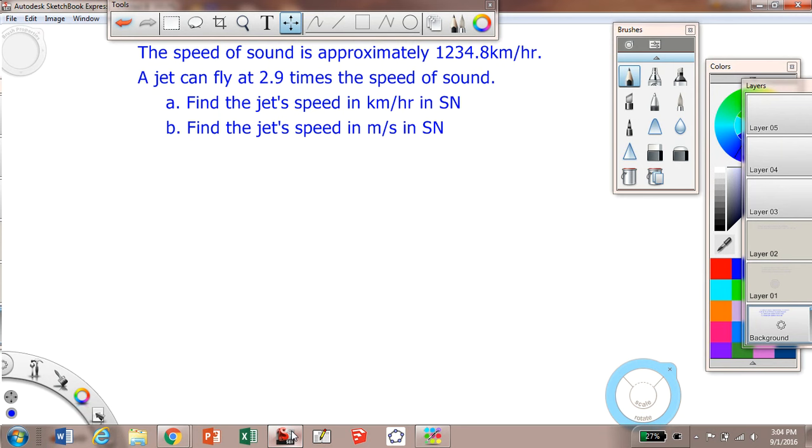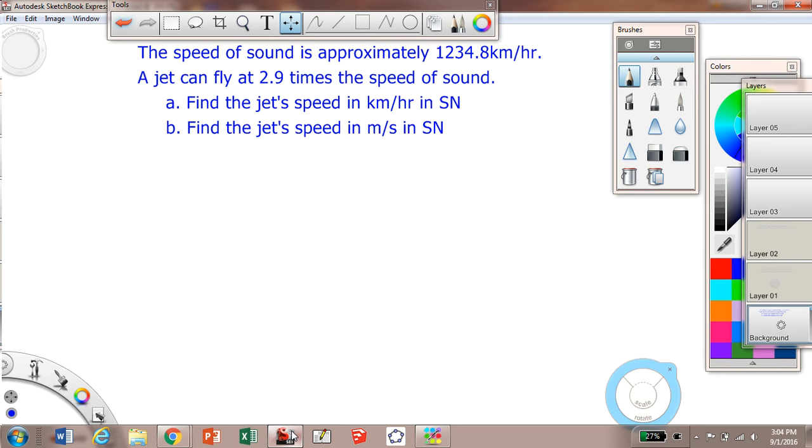The speed of sound is approximately 1,234.8 kilometers per hour. A jet can fly at 2.9 times the speed of sound. Okay, so we need to find two things. Find the jet speed in kilometers per hour, and then we're going to take that and write it in scientific notation.